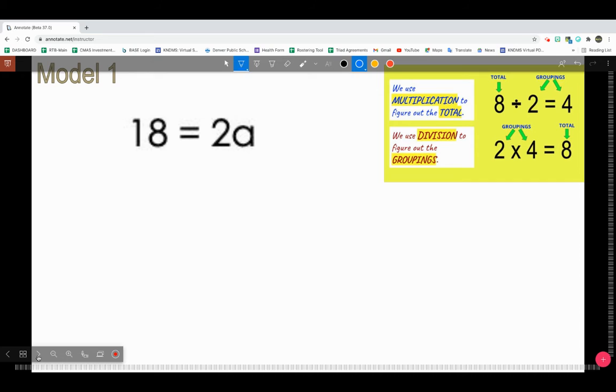So here's an example problem that you will be seeing today in your skills practice lesson. As you can see here, I've included that slide that we saw before to help you remember what we need to know to be efficient in our work today. So I have 18 equals 2a. What I really want to focus on is what is a in my equation? Is it a grouping or is it a total? What do you think?